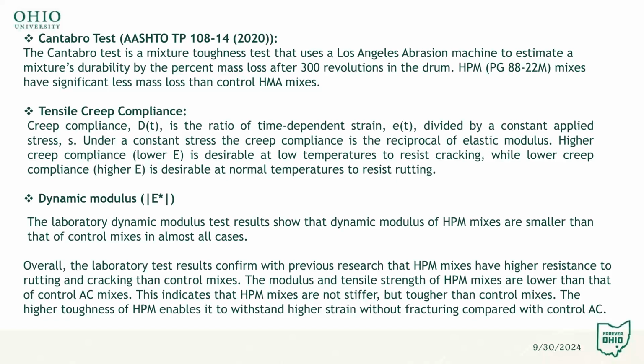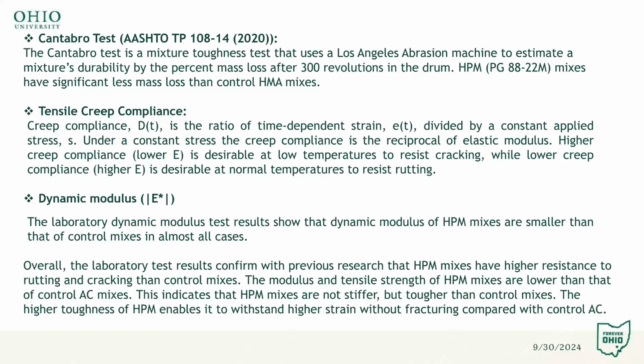So essentially, this is saying the temperature susceptibility, which is a problem for all asphalt concrete mixes, is less. In other words, a high polymer mix has less temperature susceptibility, right? It's less likely to crack at low temperature and less likely to rut at higher temperature. Dynamic modulus tests in the laboratory show that the dynamic modulus of high polymer mix is smaller than that of control mix in almost all cases.